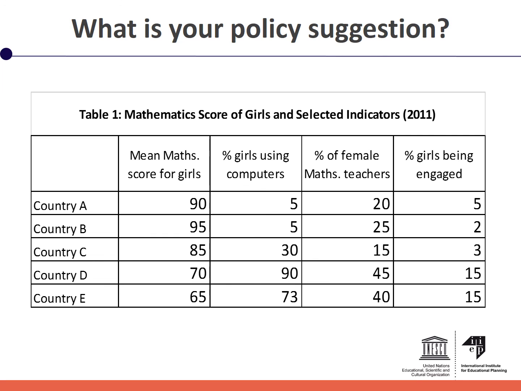In fact, in this policy suggestion, we are assuming that the relationship established at the cross-country level can be also seen at the more disaggregated level, such as a school level, which may not be the case. In addition, there may be other indicators that are not shown here that could be more strongly related to the girls' mathematics achievement.